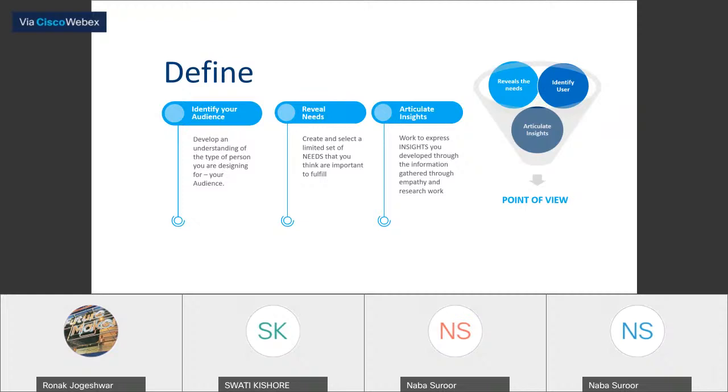So articulate the insights. Use all of these 3 learnings under the guidance of your ATL in charge and the mentor of change and create a point of view. And from that point of view, create a problem statement or define a problem statement.